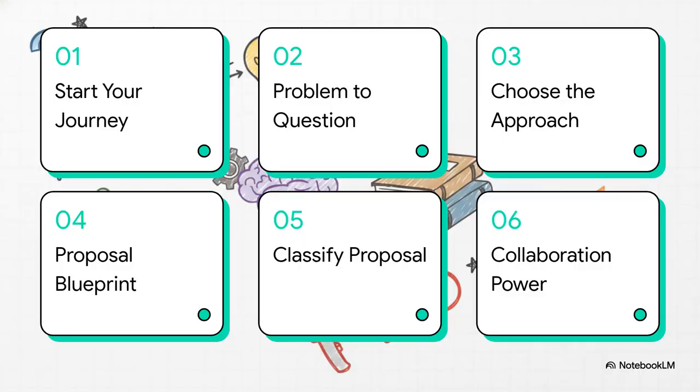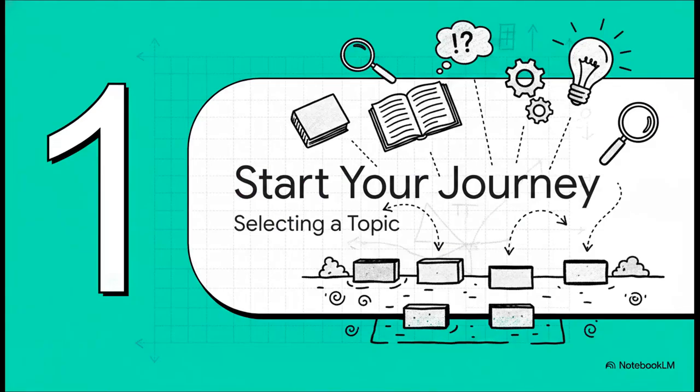1. Starting your research journey. 2. Broad problem to sharp question. 3. Choosing the right approach. 4. The research proposal blueprint. 5. Classifying your proposal. And finally, 6. The power of collaboration. Let's just jump right in. Section 1. Starting your research journey.